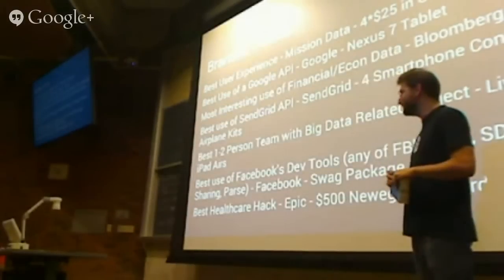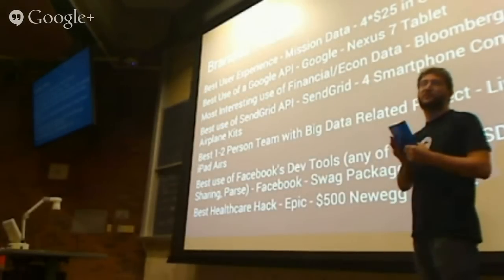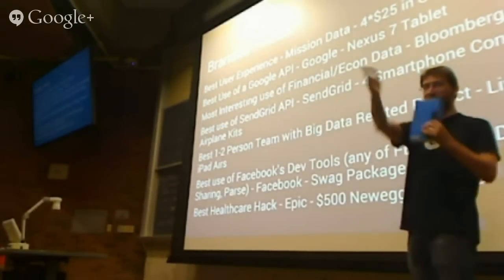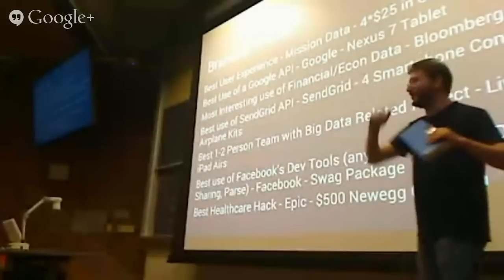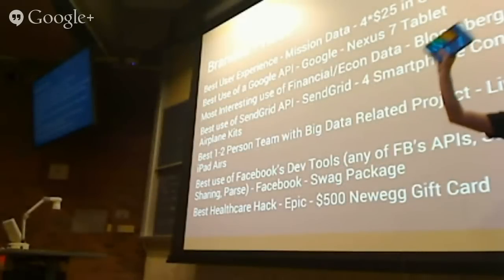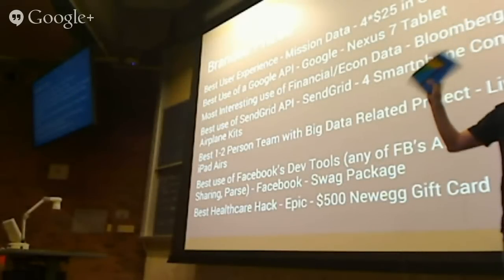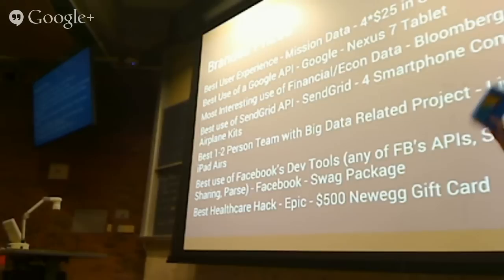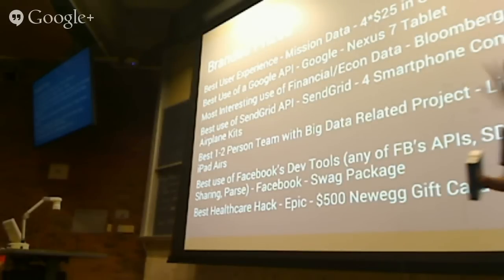Without too much further ado, the winner of the best use of Google APIs is the same team that was just up here before, Crossroads. Nexus 7 tablet for them, and we're also going to be sending along 3 Chromecasts, so everyone gets something on the team. So, congratulations.